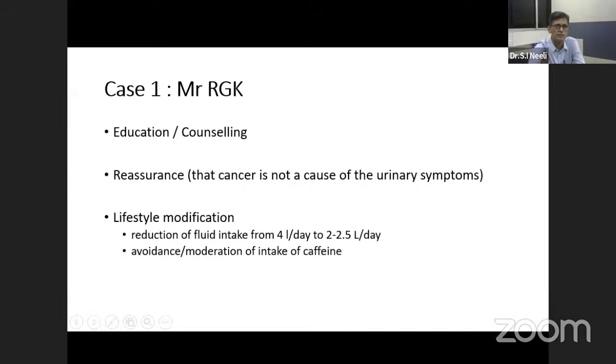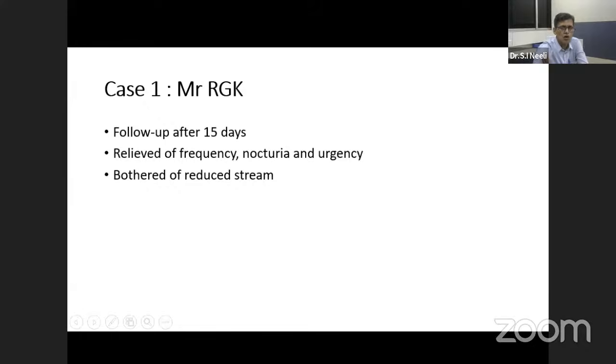He was advised to moderate the intake of caffeine, which he was consuming in more quantity. So on follow-up with this behavioral modification, the patient was relieved of frequency, nocturia and urgency, which were primarily the significantly bothersome symptoms. But later on, he still had a bothersome reduced stream.